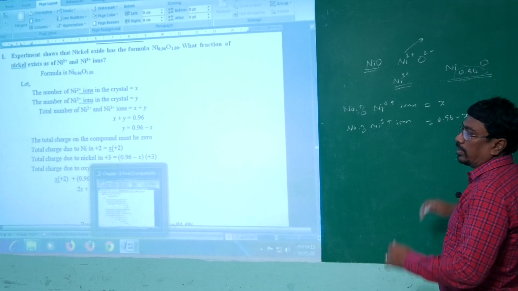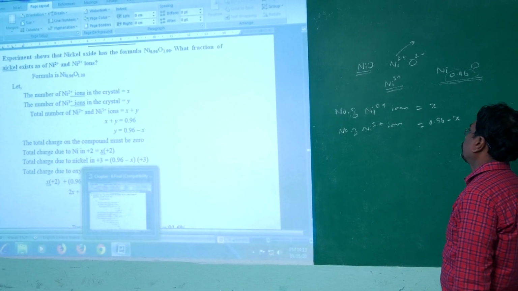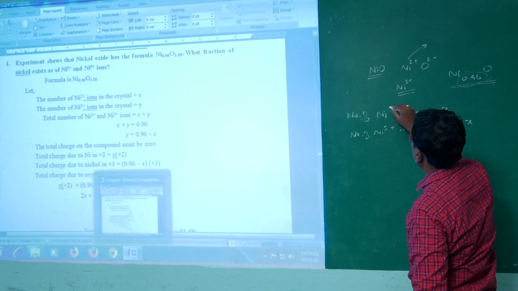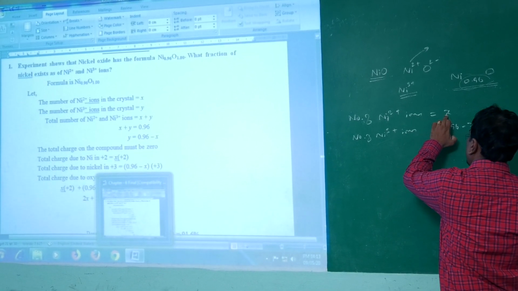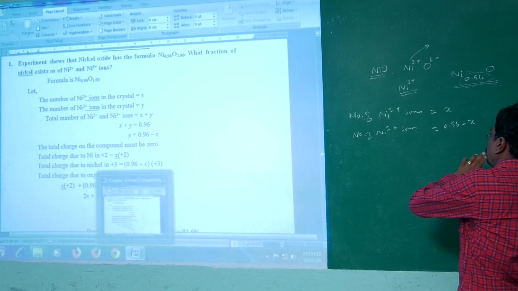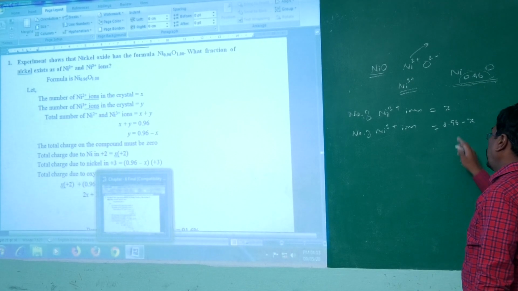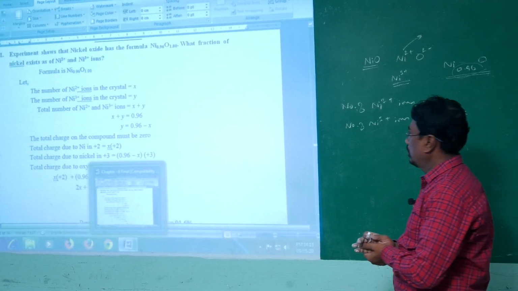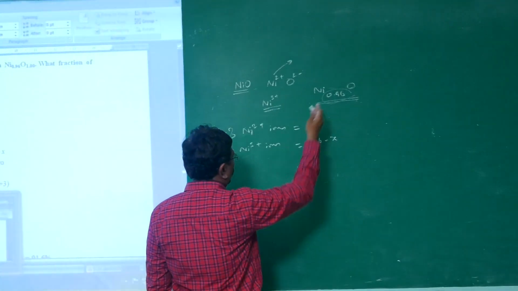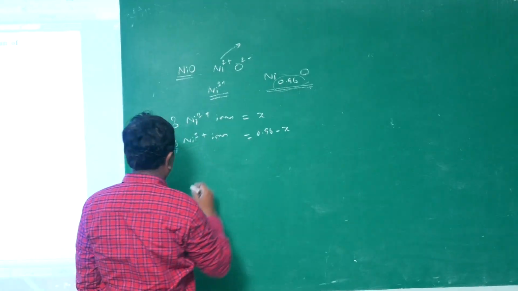0.96 atoms of nickel are present. Out of this, Ni2+ and Ni3+ are present. Ni2+, if the fraction is x, definitely the Ni3+ fraction will be 0.96 minus x. Now, what will be the total charge? The sum of the charges should be 0.